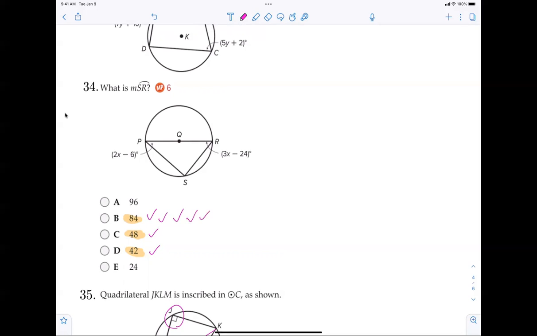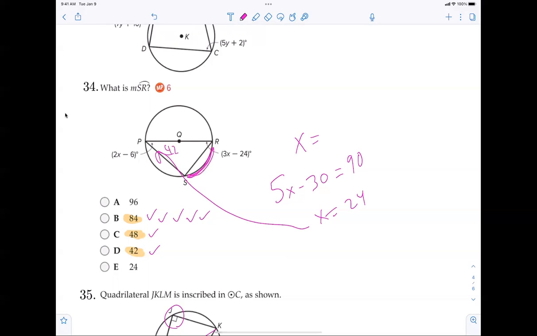So let's figure this out. So everybody can tell me, what did X equal? X is what? 24. I think it's C. Right. 5X minus 30 equals 90. So X equals 24, right? 120 divided by 5 is 24. So if that's 24, 48 minus 6 is 42, correct? And then that's twice the arc, 84. B. Oh, I forgot, I picked the one.